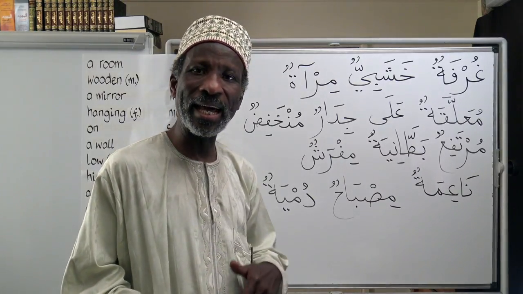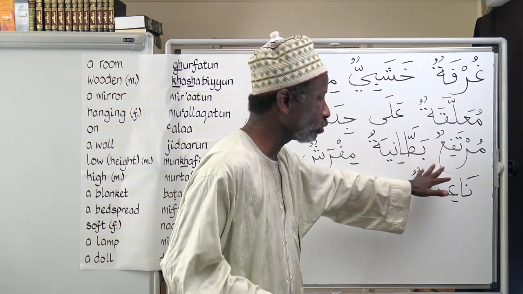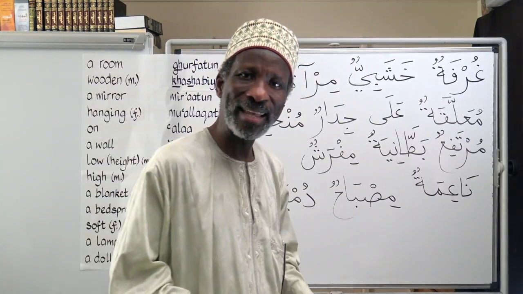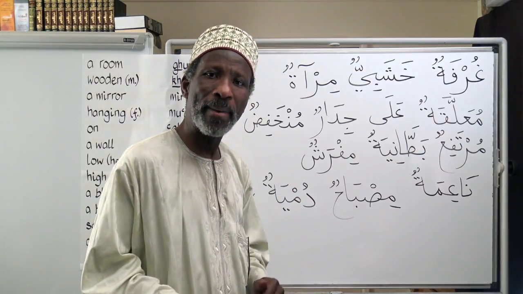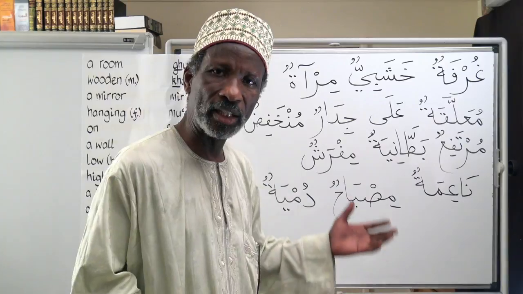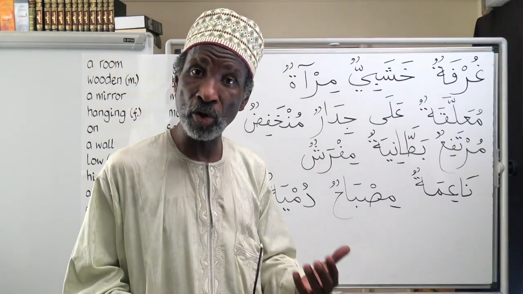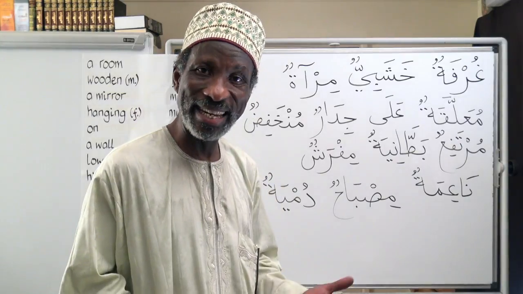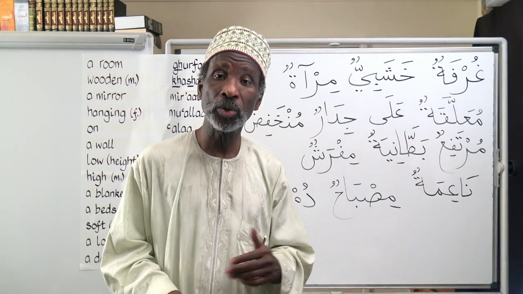منخفض is an adjective, that means low in terms of height. مرتفع, that means high in terms of height as well. بطانية, a blanket, as a noun and is feminine. مفرش, bedspread, and that is a noun and is masculine. ناعمة is an adjective, that means soft, feminine. مصباح, a lamp, and that's a noun, masculine. دمية, a noun, that means doll, and that is feminine.